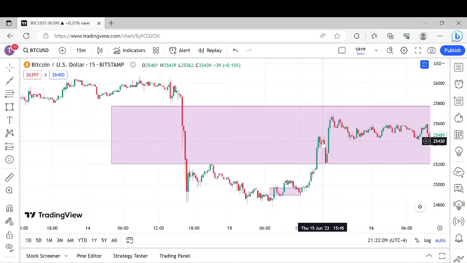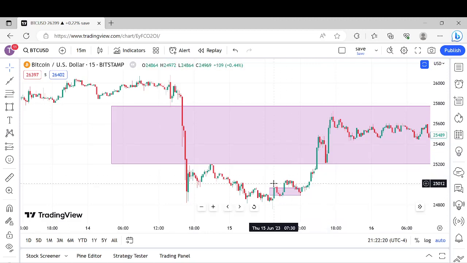For entry points, again, the most common place that I use the fair value gap for entry points is on the shift in market structure. Okay, that's what I look for. I look for that shift in market structure. I look for that change in delivery. I look for that change in trend.